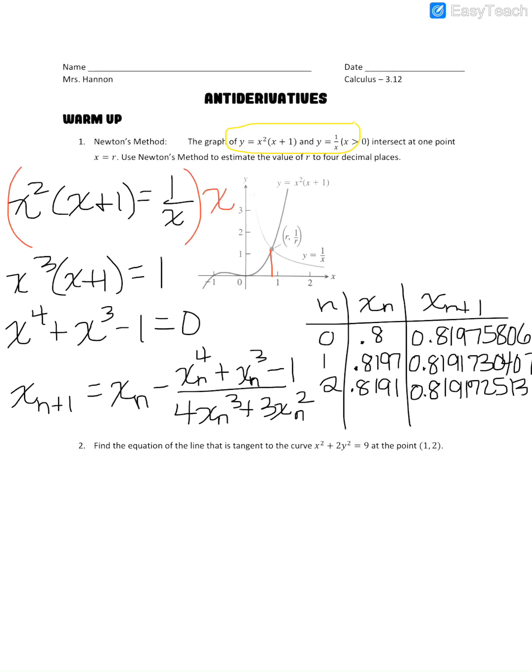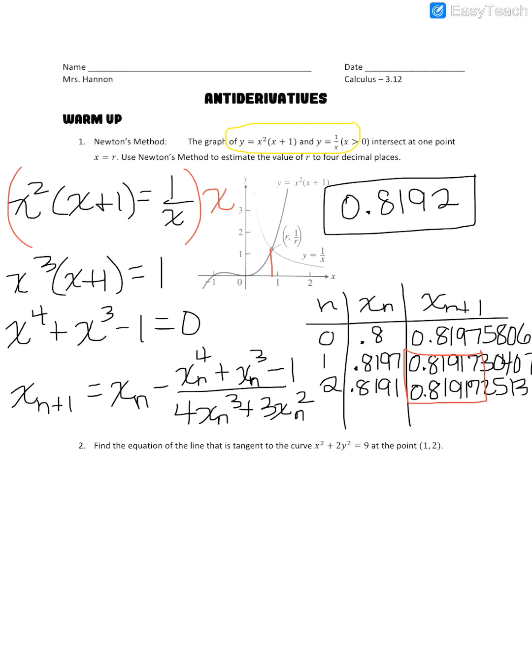And since I had to do this correct to 4 decimal places, I'm noticing that now I have not only 4 but 5 decimal places repeating, so I'm going to go ahead and stop. So my answer, accurate to 4 decimal places, rounding it correctly, would be 0.8192.